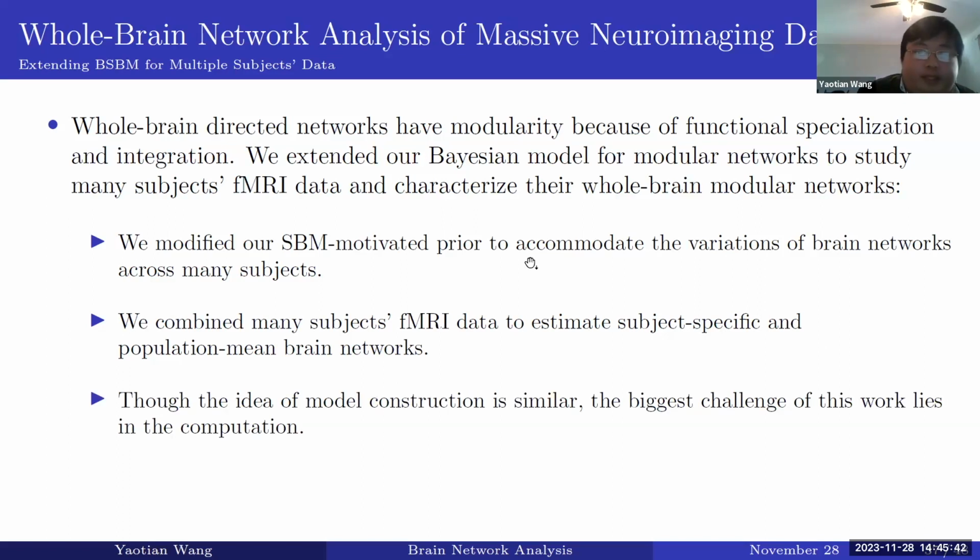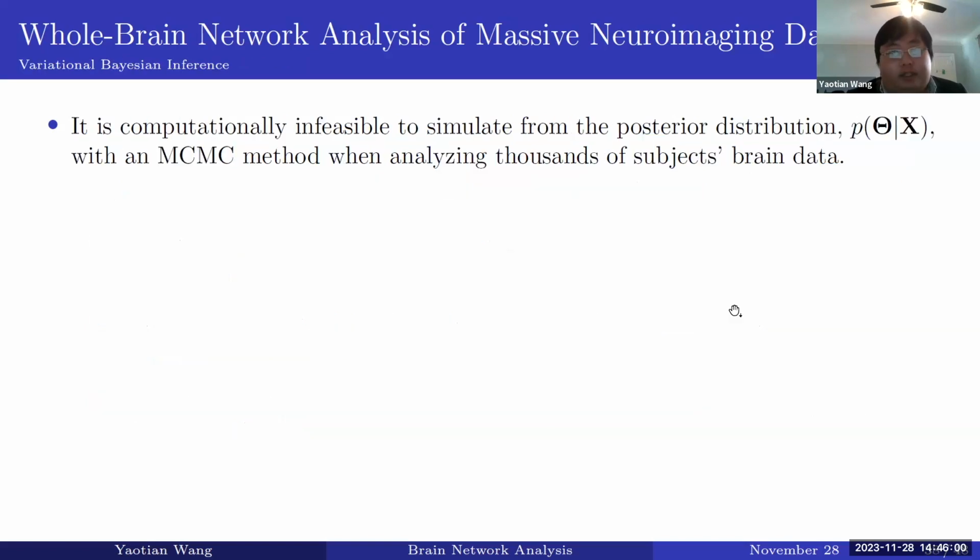Due to the time limitation, I won't go through the details of our second model, but I want to emphasize that the biggest challenge of this work lies in the computation, because we need to simultaneously analyze thousands of subjects' fMRI data. And I will explain how we address this challenge. First, it's computationally infeasible to directly simulate from the posterior distribution with a Markov chain Monte Carlo method. And this is because we analyze thousands of subjects' fMRI data.